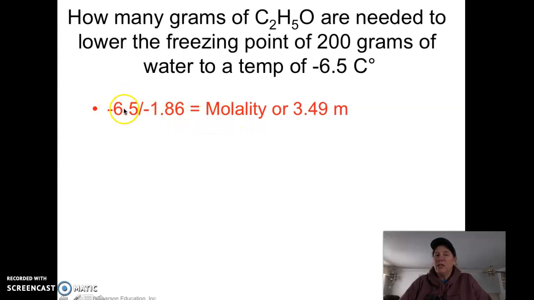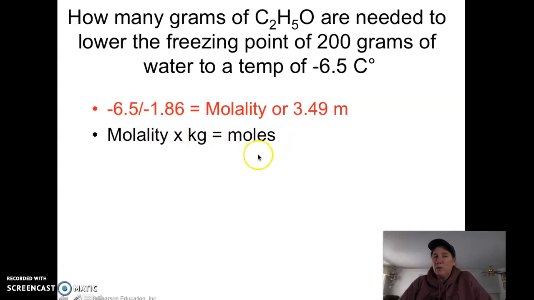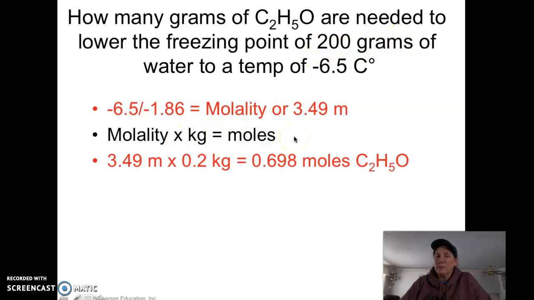So you take the change in temperature divided by the constant and you'll get the molality. In this case, it's 3.49. It's nice. And again, remember, if it's lowering, it's negative. That's why those two cancel out. So remember, molality is moles per kilogram. Well, I have molality, 3.49. I have kilograms, 200 grams, 0.2 kilograms. That'll give me moles. So again, I just multiply the molality I have by the kilograms I have, and this is how many moles of ethanol I find.